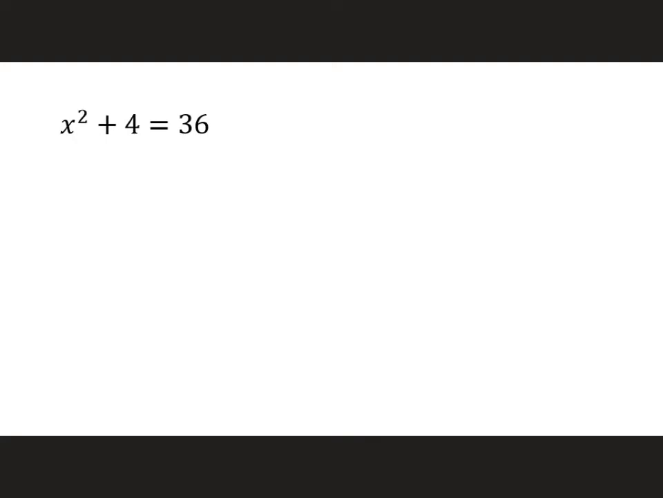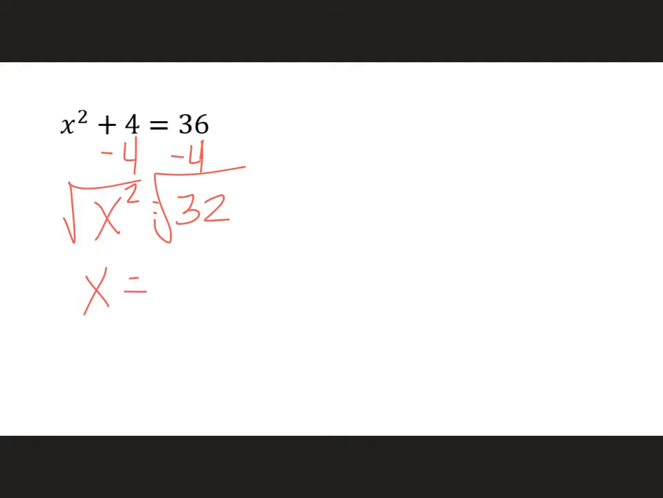On this one, if I go to move the 4, then I would have x squared equals 32. So I've eliminated the 4 through subtraction, and I've done it on both sides to maintain equality. And then if I go to take the square root of 32, this one is not a perfect square like the previous two examples. So I would just try to simplify it as best I can.